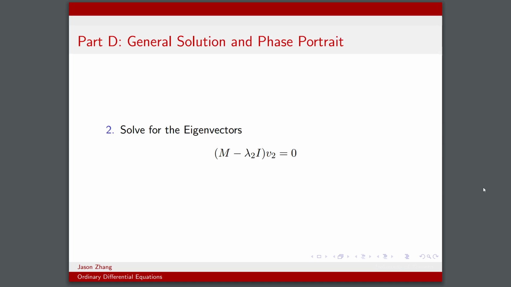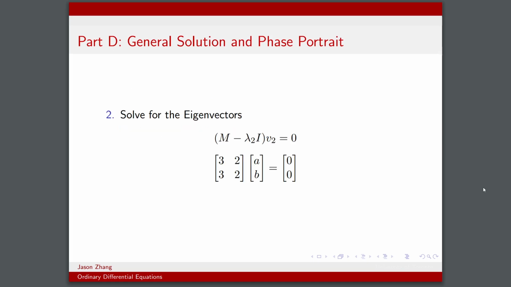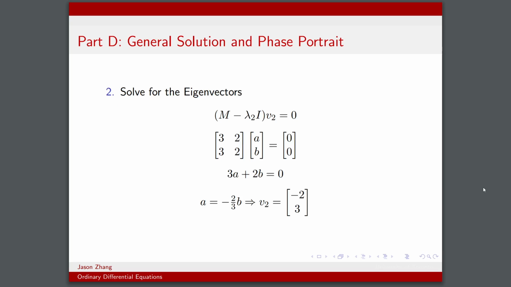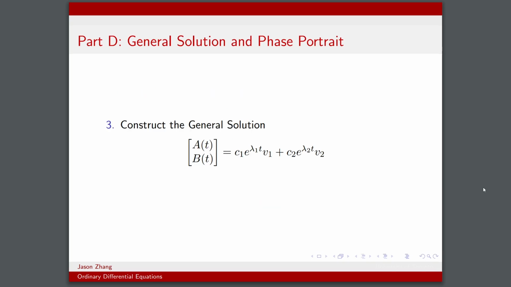As for V2, we do the same solution method, but instead we replace lambda 2 with -5 because that was the second eigenvalue. And we see that, again, we only have one linearly independent equation relating A and B. So we get that A is equal to -2/3 B. So we can write our vector V2 as -2, 3. Again, there is an arbitrary constant in front, but I've left it out for simplicity.